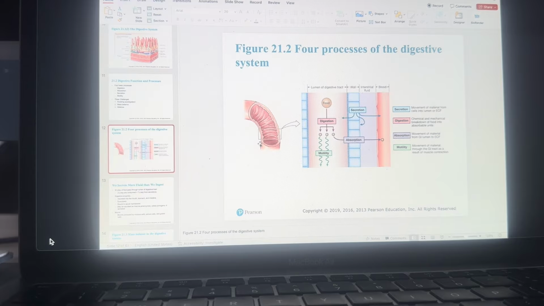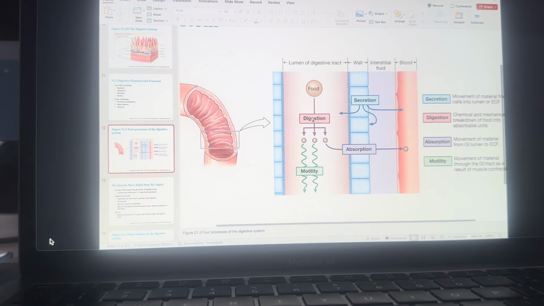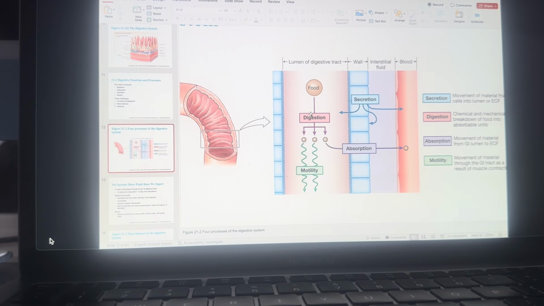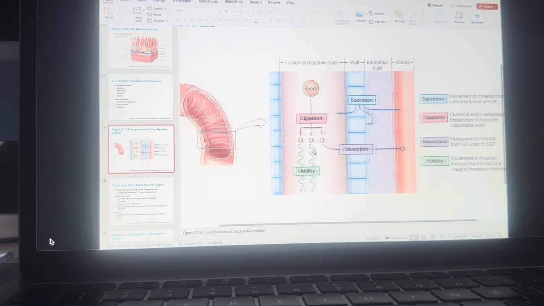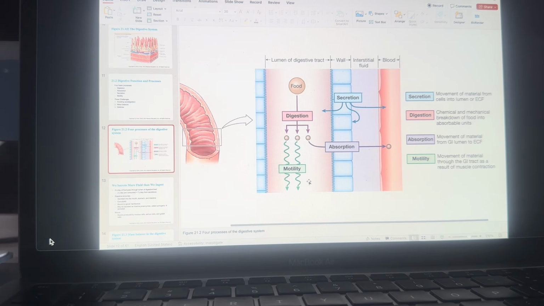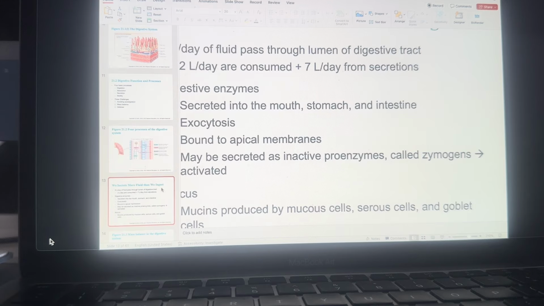Here's a snapshot of those 4 processes. You have food that's being broken down in digestion. At the same time, that food is undergoing motility, you're moving it down your GI tract. Your cells within that tract are going to secrete chemicals that will then break the food down further. And some cells in your digestive tract will absorb that food.